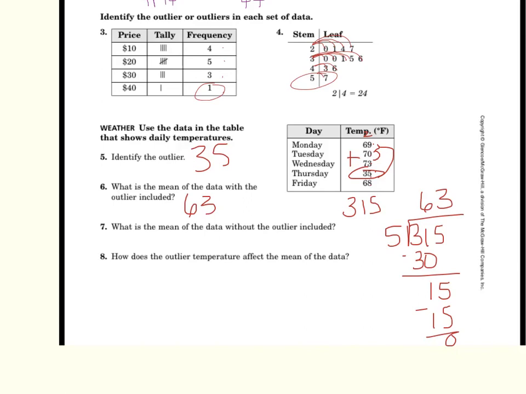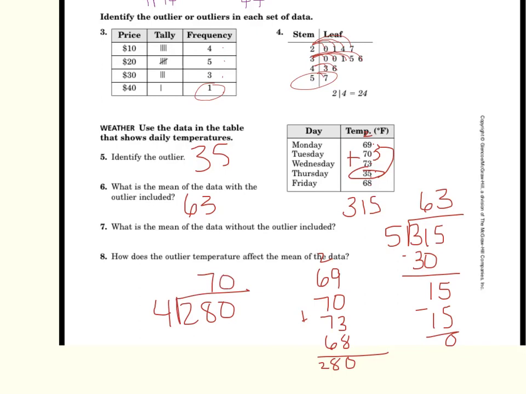Okay, number 7, what is the mean of the data without the outlier included? So let's not include 35. Well, let's add it without. 69, 70, 73, and 68. 12, 20, 8, 15, 15 plus 7 is 22, 28, and 4 into 280. You guys should be doing division a little bit faster than what you do. All right, so without it, it's 70. Now look, 70 is closer to everything else, except the 35, the outlier.